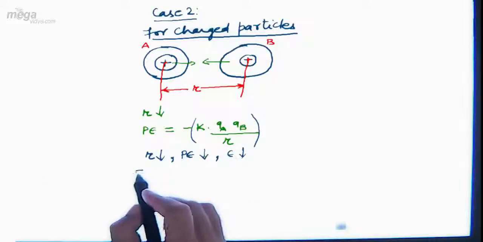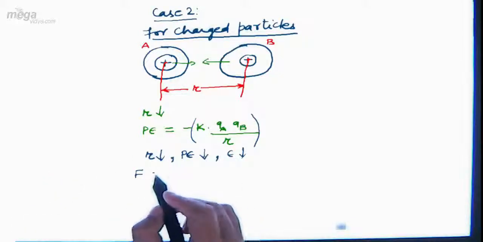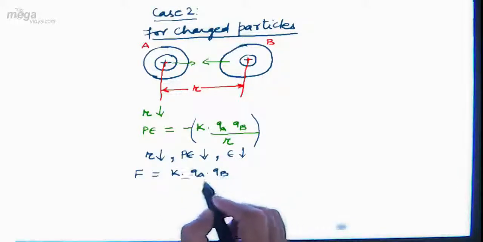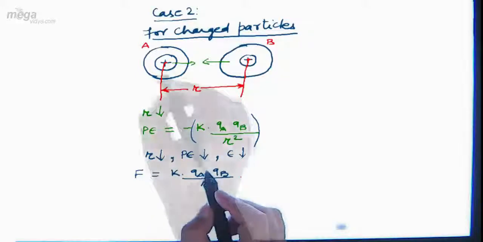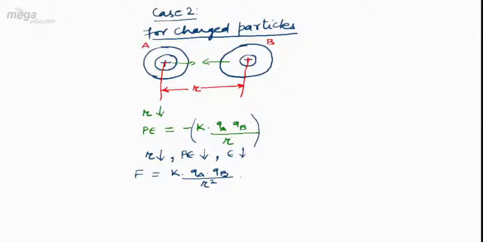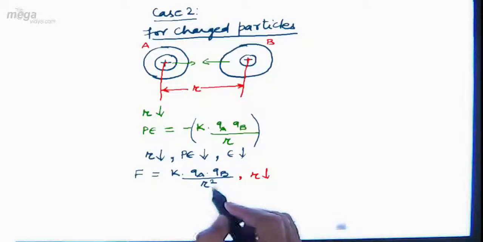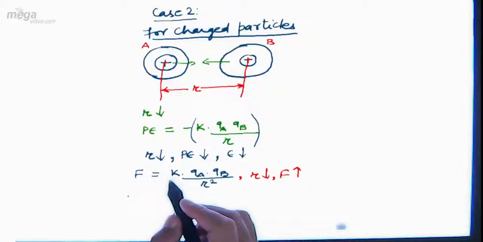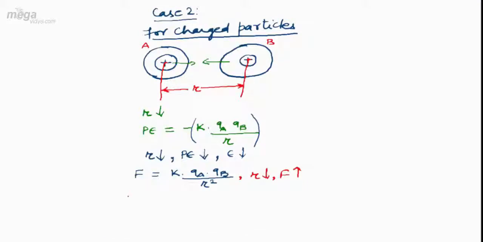Besides this, the attractive force between A and B is given by the formula K into QA into QB upon R square. Here, due to the approach between the two particles, R will decrease, and as R decreases, F will be increasing. So we are observing that in case of charged particles, both the internuclear distance and the energy of the system decrease, increasing the stability, as well as the attractive force between the particles increases, increasing the stability.